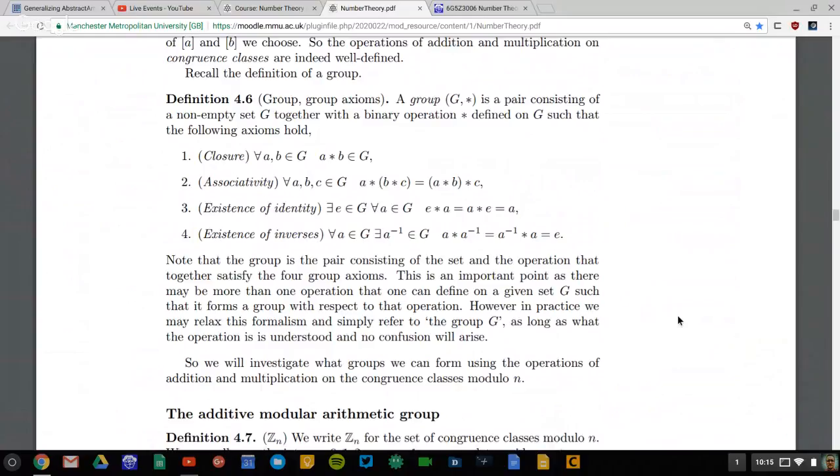And lastly, in order to be called a group, for every element in the set, there must exist another element, A inverse. This is how you read A to the power minus 1. It's read as A inverse. Such that when you multiply A times A inverse, in either order, A A inverse or A inverse A, you must get the identity element.